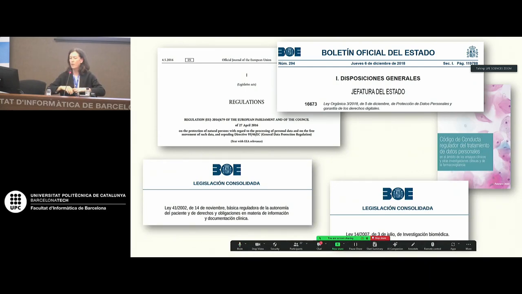So we have European regulation, we have Spanish regulation, we have general regulation dealing with data protection, but we also have specific regulation in the clinical context that is also important. For example, the regulation of the clinical records, the patient rights. So this is a complex scenario.